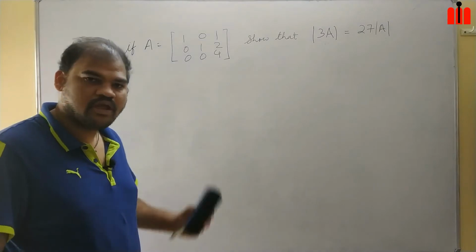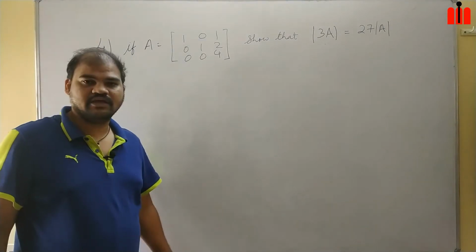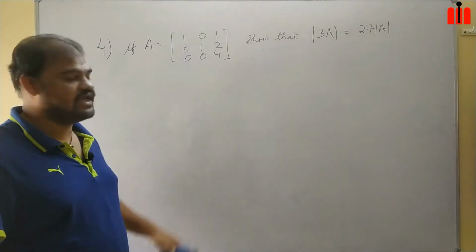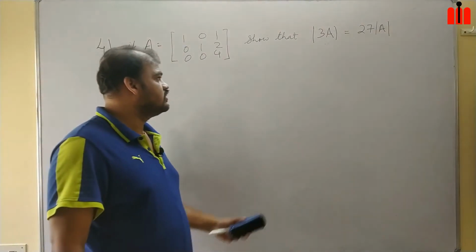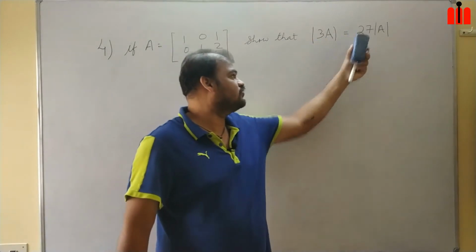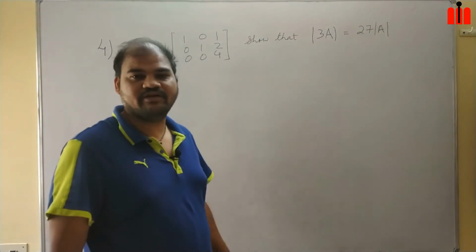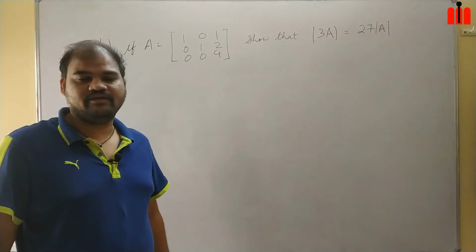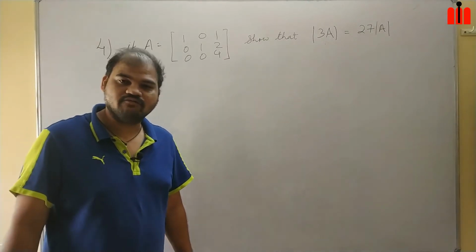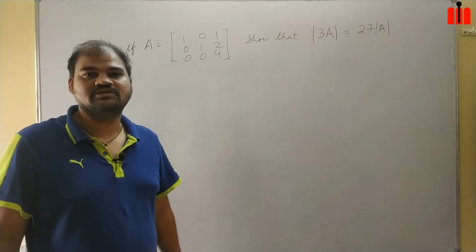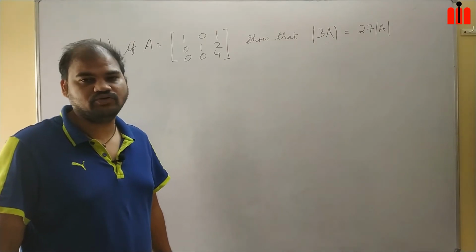In this problem, A is a 3 by 3 matrix, where A is 1, 0, 1, 0, 1, 2, 0, 0, 4. Then we have to show that det of scalar multiplication of 3 to A is equal to 27 times the det of A. We have to show that.